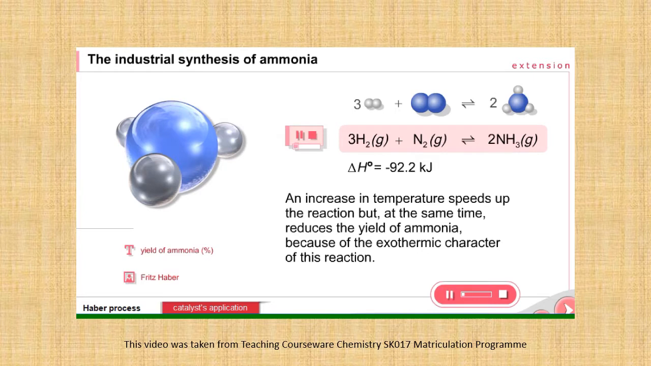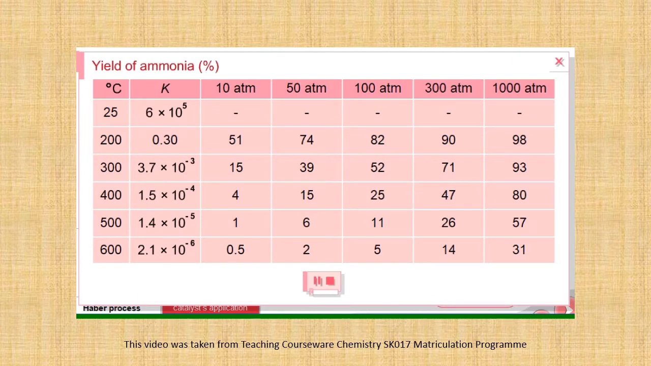In accordance with Le Chatelier's principle, an increase in pressure favours the formation of ammonia by a shift in the equilibrium. The higher the pressure used, the better the product yield will be. An increase in temperature speeds up the reaction, but at the same time reduces the yield of ammonia because of the exothermic character of this reaction.